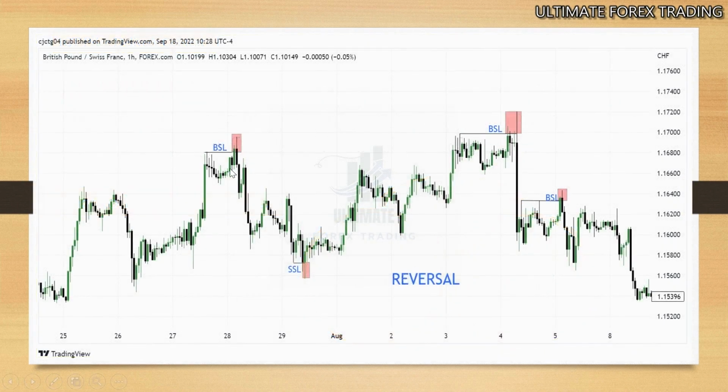So this is an example of it. Price took liquidity above old highs, it took buy side liquidity and reversed, and also it took sell side liquidity here and reversed, and also it took buy side liquidity here, then reversed. So this is an example of reversal.